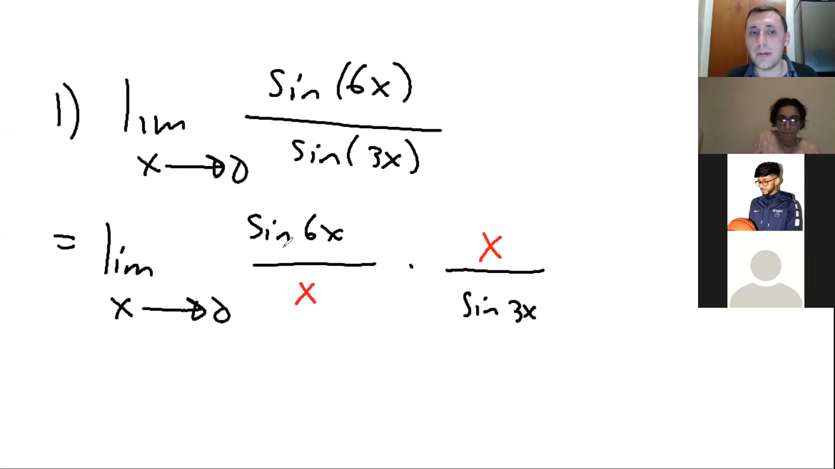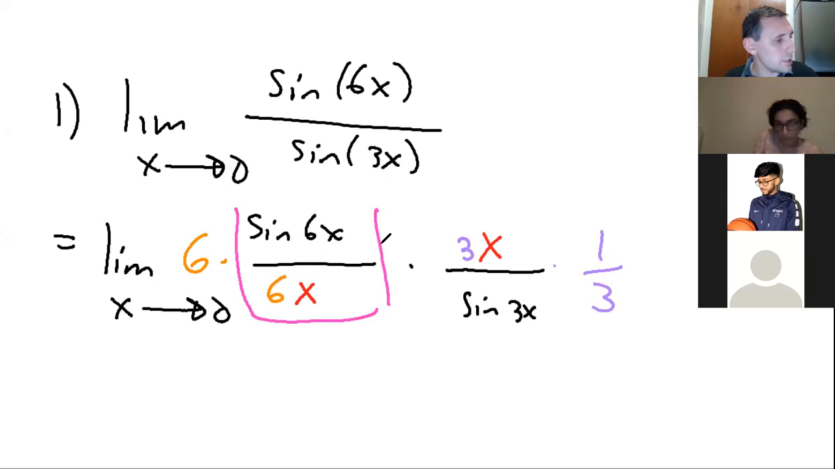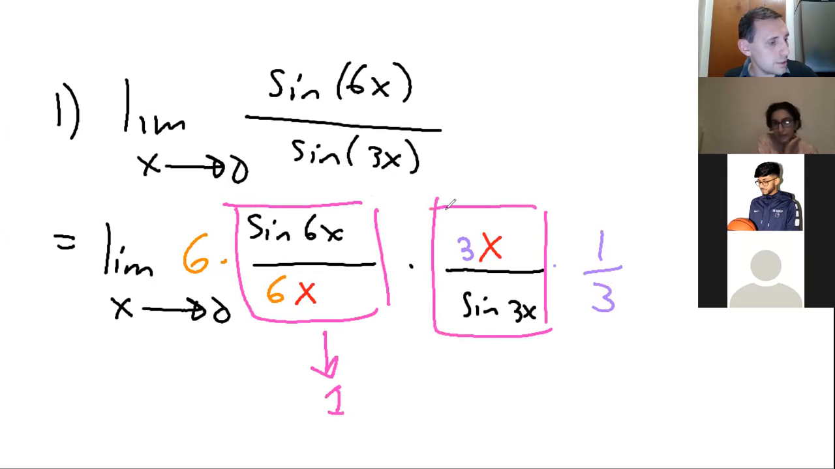Good? Now, this part would almost be equal to 1, but it needs a 6 here. You see? So I put a 6 here, and of course I multiply by 6. This guy, on the other hand, needs a 3, right? And then if I multiply by 3, I divide by 3. You with me? So then this expression is approaching 1, and so does this expression. It's the reciprocal, right? It's going to approach 1. And so the answer is 6 times 1/3, or 2.